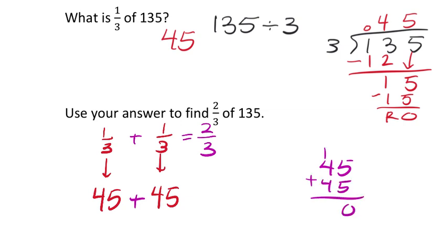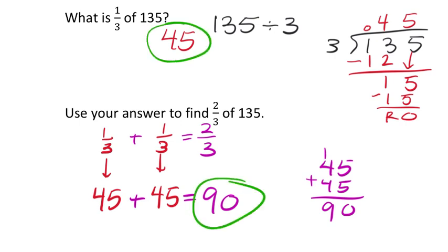5 plus 5 is 10, carry the 1. 1 plus 4 plus 4 is 9. So we end up with 90. Again, it's just a doubling of the 45. You could have multiplied it by 2 and got 90 as well. Doesn't really matter. This is how it wants you to go about this problem. We got 90, we got 45, boom.